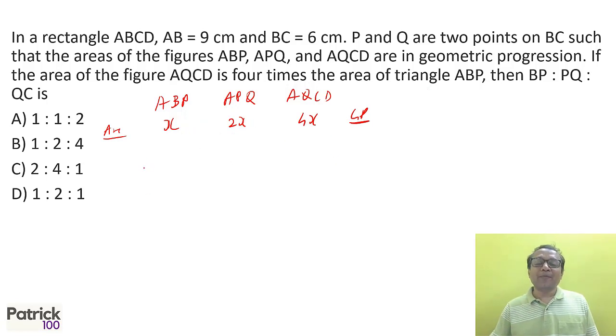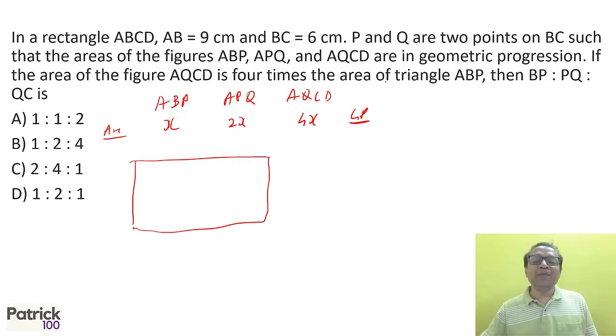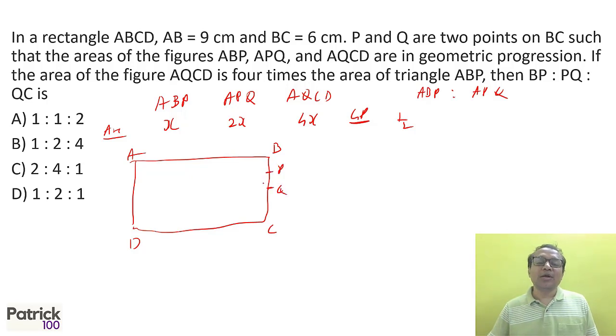Now if I look at the triangle, you can draw and check out if you want. But if I look at triangle ABP to APQ, the area will be half. If you look at A, B, C, D, and P and Q are two points: P is here, Q is here, and this is 9, this whole thing is 6.